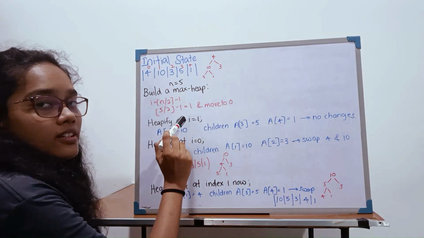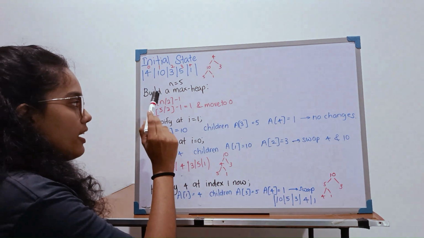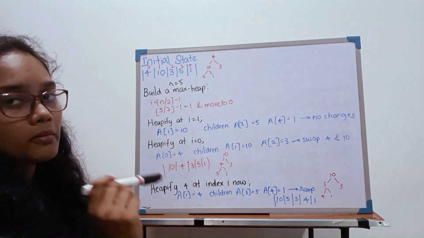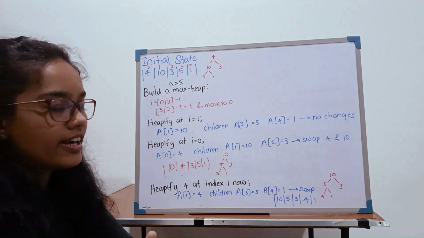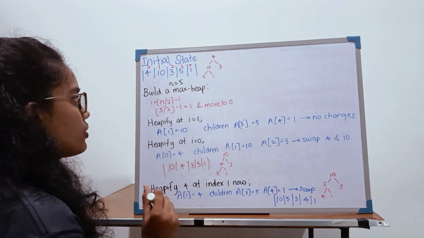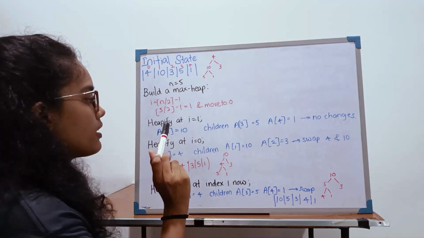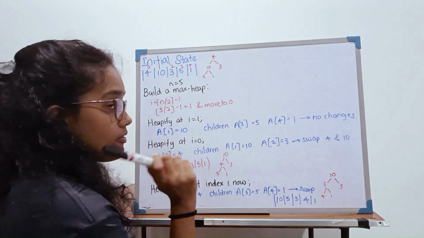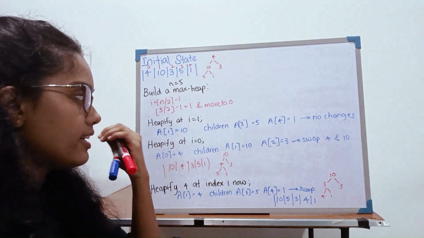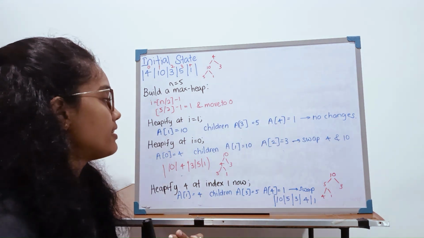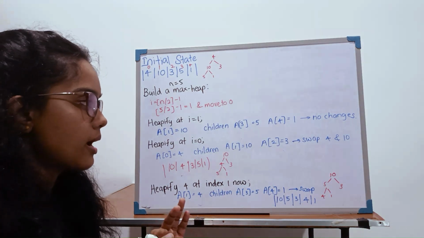We get it from this formula, n divided by 2 minus 1. So we are now heapifying at i equals 1. The element at 1 is 10 and the values of the children are 5 and 1. Since they are all less than the parent, no changes happen.